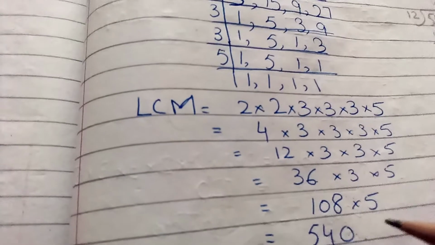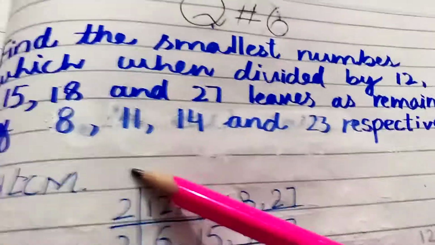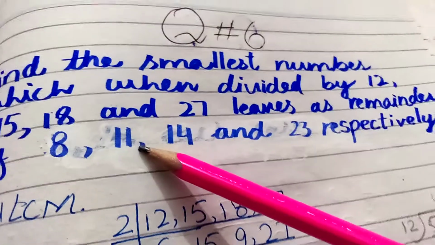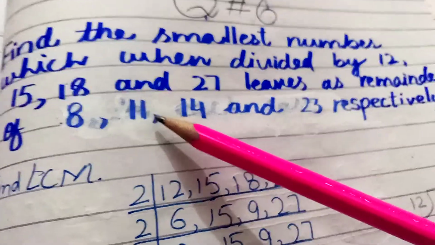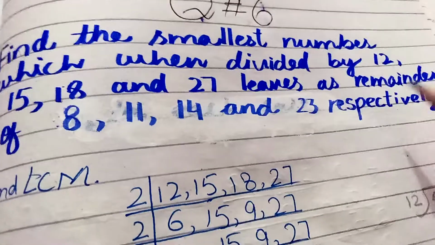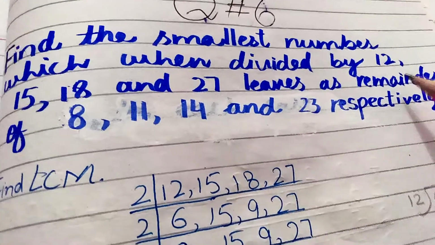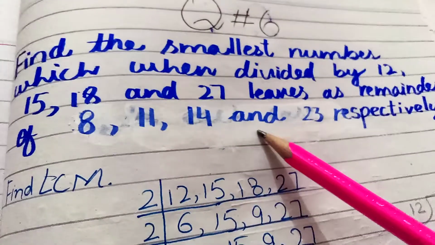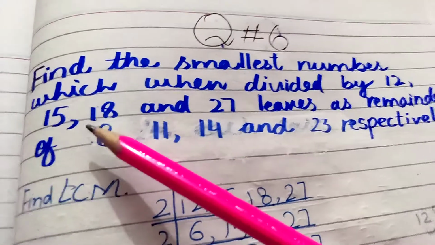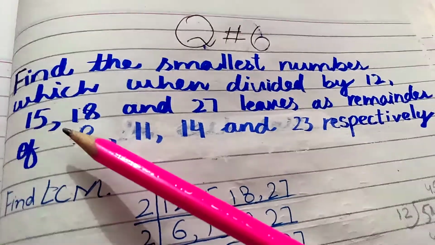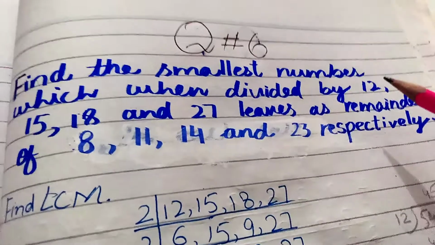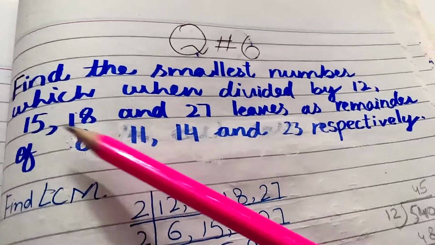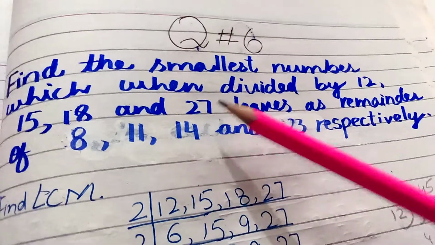But here our LCM is 540, and when we divide 540 by 12, 15, 18 and 27, the remainder is 0. It means that to meet the requirement of these remainders, we have to apply some operation. We have to do something with 12 and 8, with 15 and 11, 18 and 14, and 27 and 23.